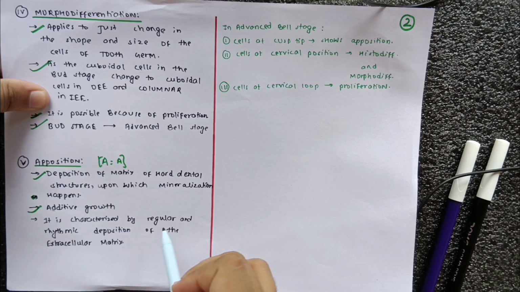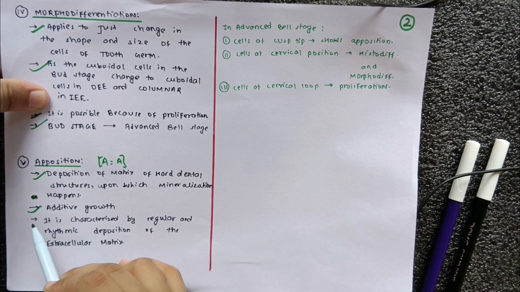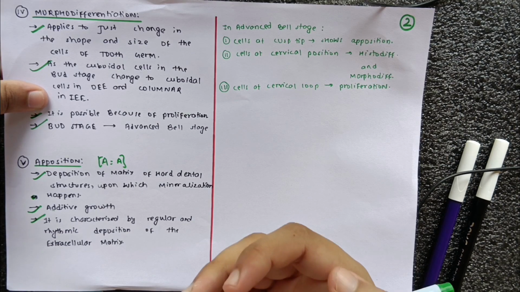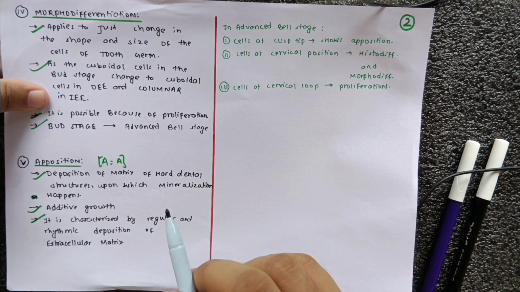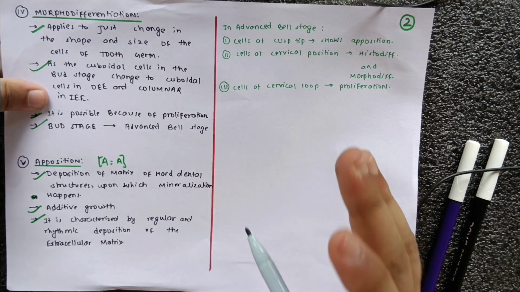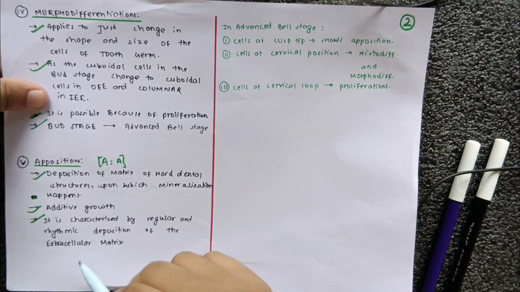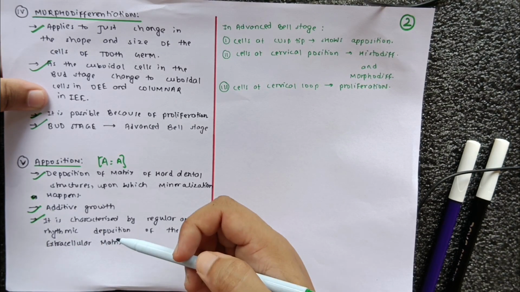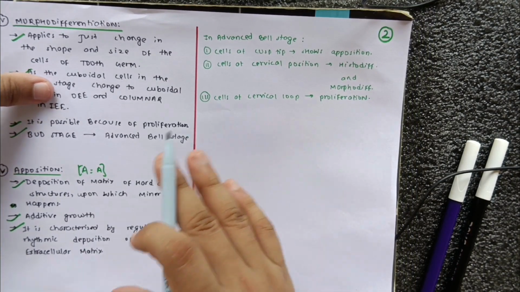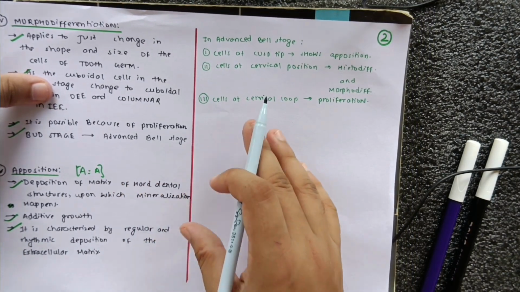After that, it is characterized by the regular and rhythmic deposition of the extracellular matrix. As I have discussed in the enamel and dentin chapter 2, there is a rhythmic deposition, and that rhythmic deposition forms the different incremental lines. So those incremental lines are formed due to this regular and rhythmic deposition of the extracellular matrix.